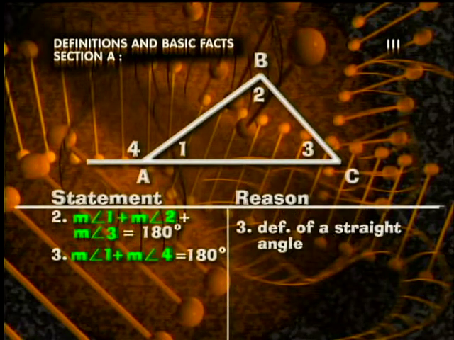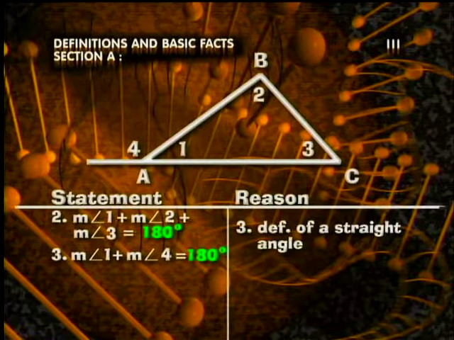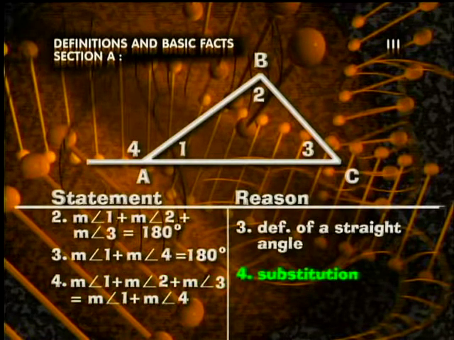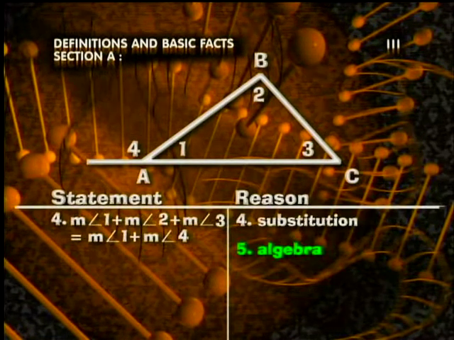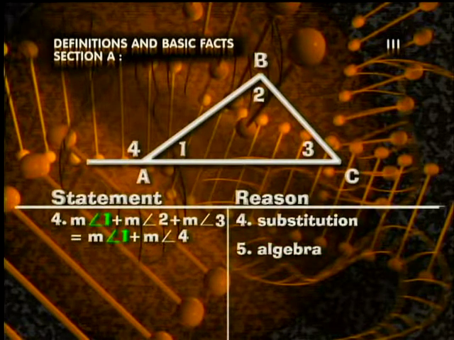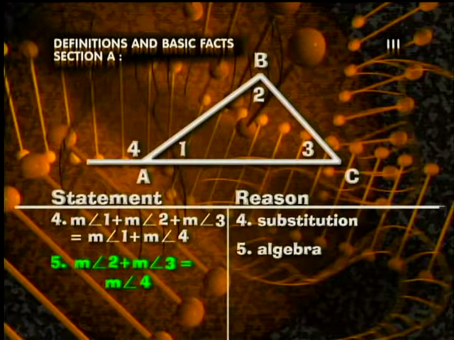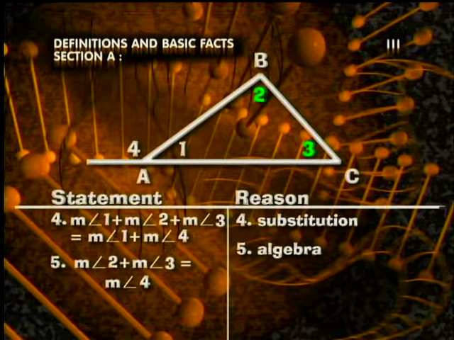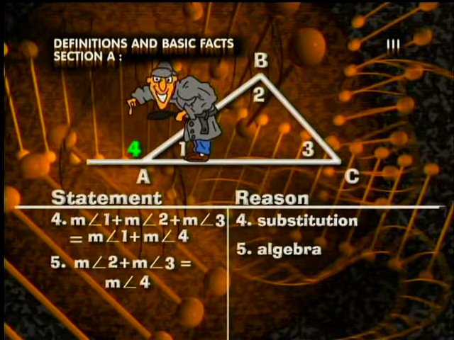Because the left-hand sides of the equations in steps 2 and 3 equal 180 degrees, we can combine them using substitution as our reason. Algebra allows us to drop the measure of angle 1 on each side, leaving us with our goal. The sum of the measures of angle 2 and angle 3 equal the measure of angle 4. So we've proved that the sum of the remote interior angles is equal to the measure of the exterior angle.